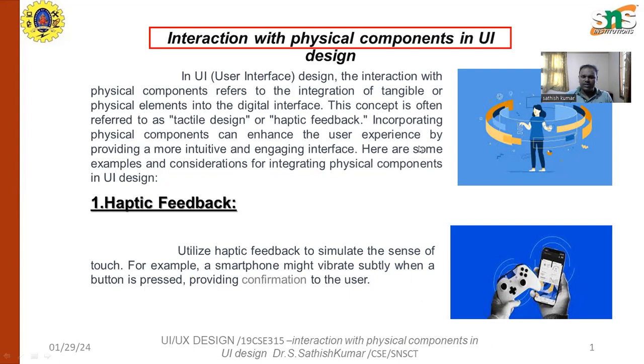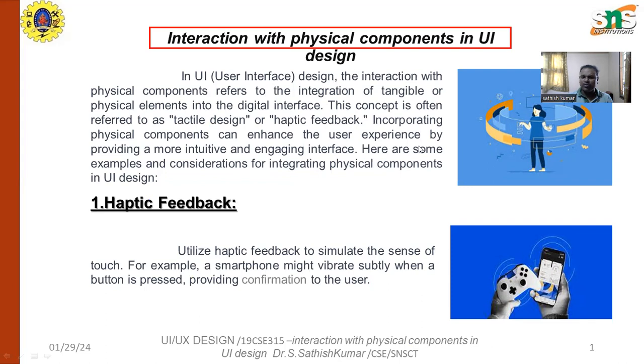So there are some examples and considerations for integrating physical components in UI design. The first one is haptic feedback. We have a sense of touch. So what is the sense of touch? If you are using a mobile with a sensor, instead of setting a security password, we use a single-sensor fingerprint. So that is the sense of touch. If you touch it, it will act as working. So that is haptic feedback.